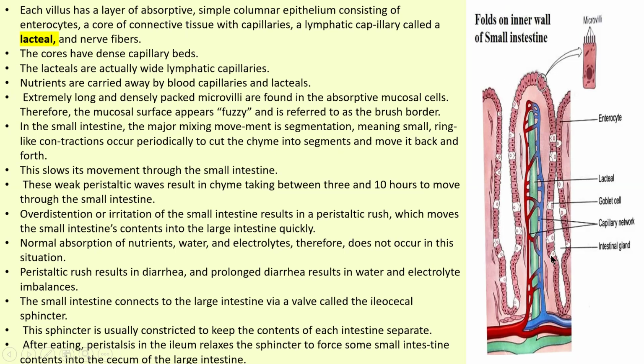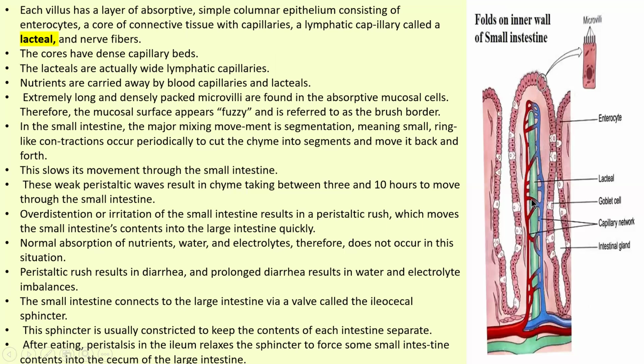Microvilli image and villi image. So a villus has a layer of absorptive simple columnar epithelium, which consists of enterocytes. It has a core of connective tissue filled with blood capillaries. It also consists of lymphatic capillaries, called lacteals, and nerve fibers. The lacteals are actually wide lymphatic capillaries. Look at the image. Green one is lacteal, wide lymphatic capillaries. Nutrients are carried away by blood capillaries and lacteals.